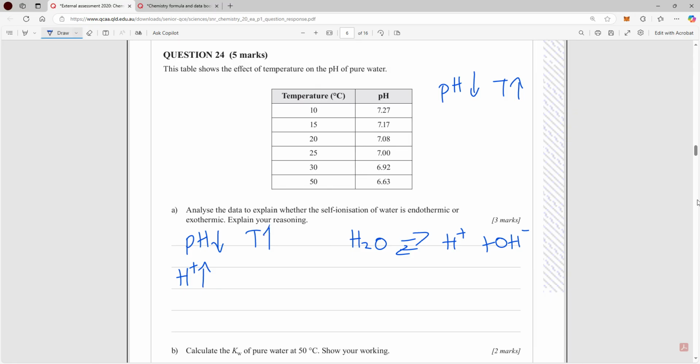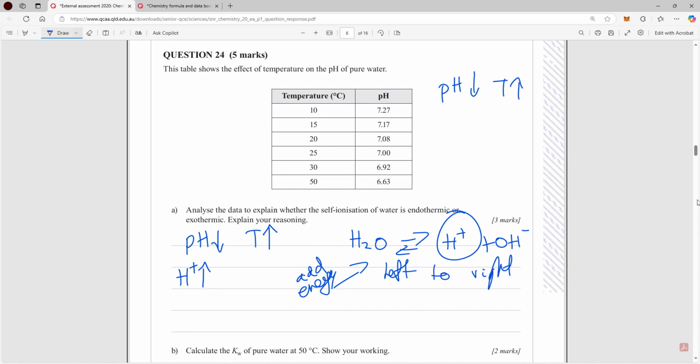And we'll write this as well. So temperature goes up, pH decreases, which means H plus is increasing. So pretty much when we add energy, it's going to shift left to right to produce more of that. So left to right. Okay.